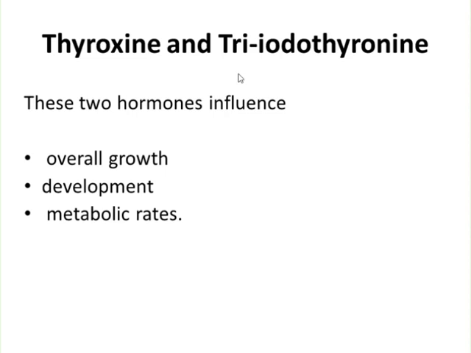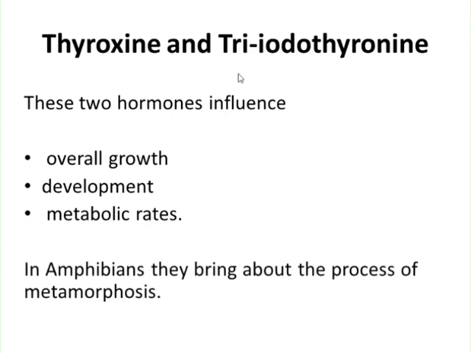Thyroxine and tri-iodothyronine combine with the somatotrophin hormone and bring about the process of growth. They are directly involved in the differentiation of the cells of the brain, and they are also involved in the basal metabolic rate.